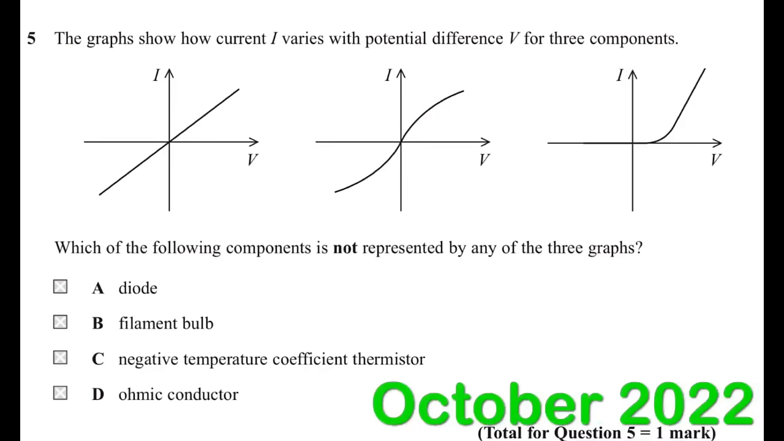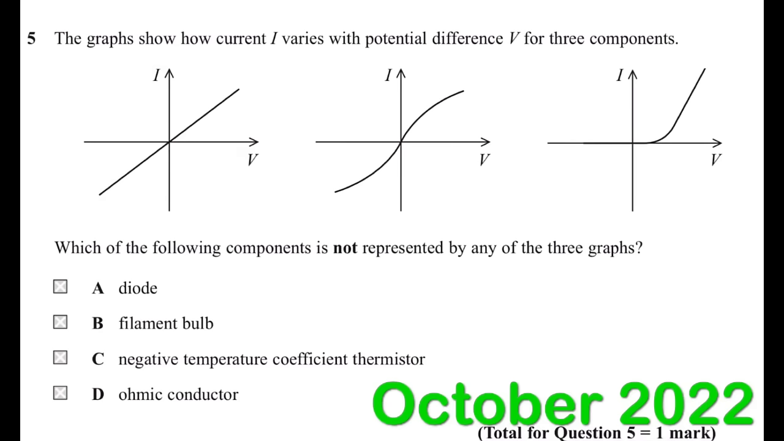Question from October 2022. The graph shows how current varies with the potential difference V for three components. Which of the following components is not represented by any of the three graphs? Firstly, there is a straight line passing through the origin, this one. It means that the gradient is constant, which means that the resistance is going to be constant, so this one describes the ohmic resistor.